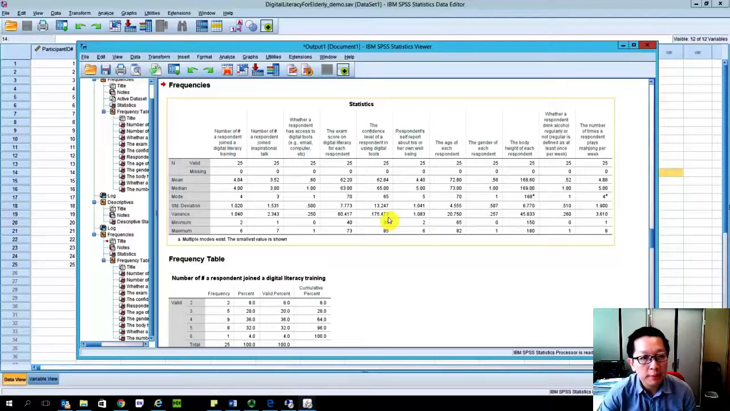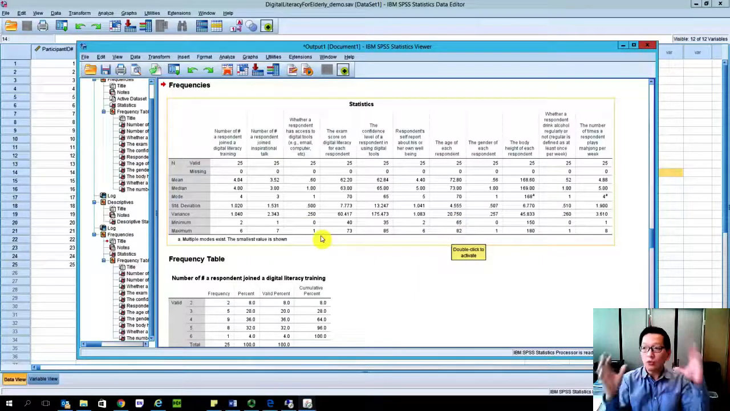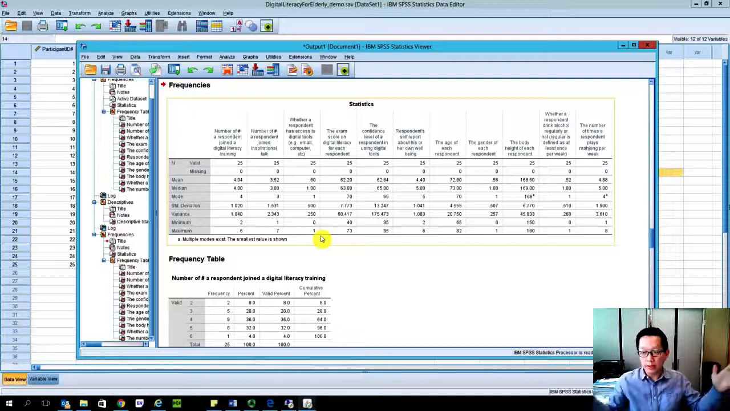Maximum and minimum are very simple, right? It's just what is the minimum. For example, here on age, the minimum age of this respondent is 65, and the maximum is 82. So it's important to understand your data by looking at the mean, median, mode, standard deviation, variance, maximum, minimum, sum, and range. Range means how big the range is.